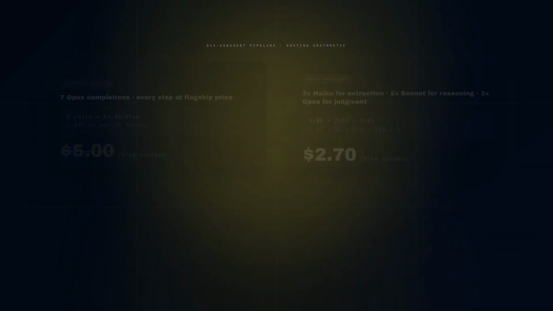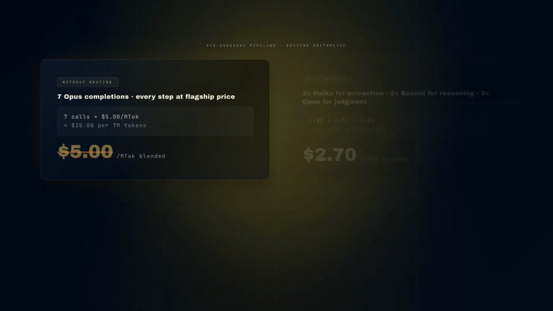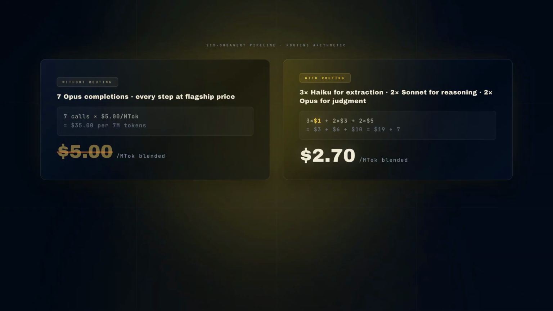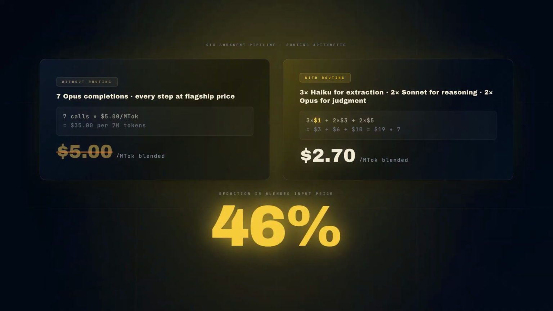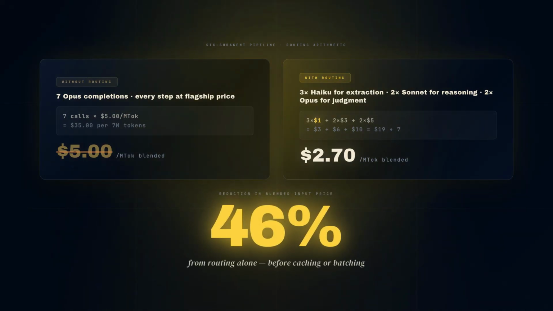Here is what routing does to a 6 subagent pipeline. Without routing, 7 Opus completions, coordinator plus 6 subagents, blended input cost, $5 per million. With routing, 3 Haiku for extraction and formatting, 2 Sonnet for reasoning, 2 Opus for synthesis and coordination. Blended input, 3 times 1, plus 2 times 3, plus 2 times 5, $19 across 7 nodes, divided by 7, $2.70 per million. 46% reduction in blended input price. No quality change on the non-reasoning steps.